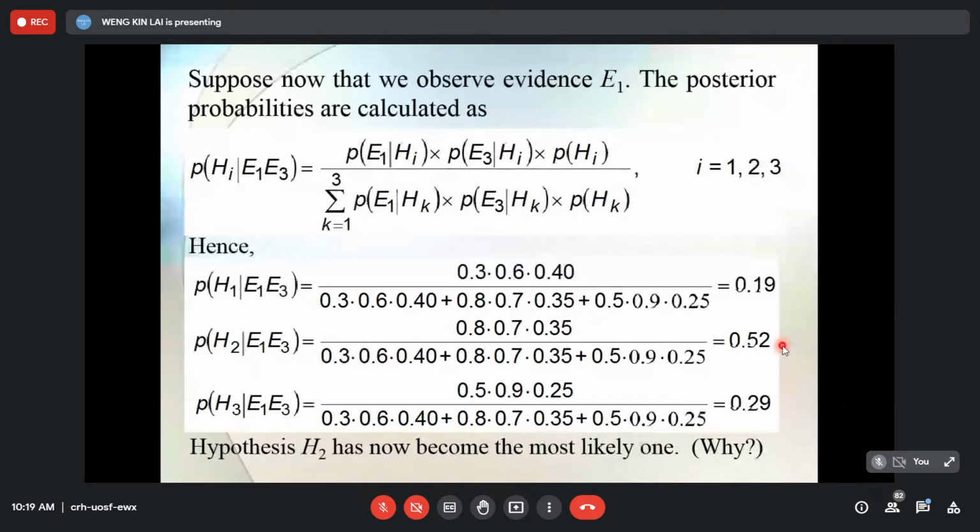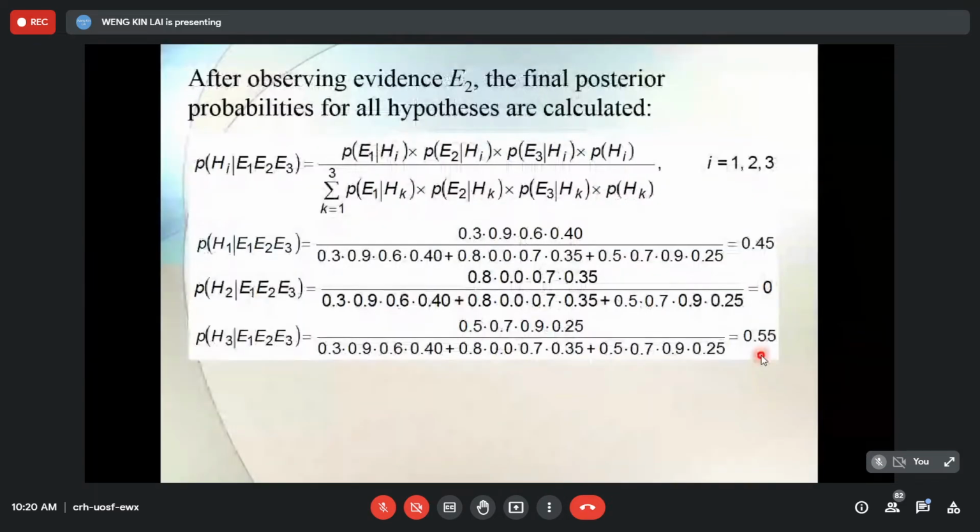So after calculating now, because this one is based on the expert system, what are the chances of H2 being true given that E1 and E3 are true? With those other hypotheses, you can see that H2 now increases to 0.52. Why do you think H2 has increased? Why?